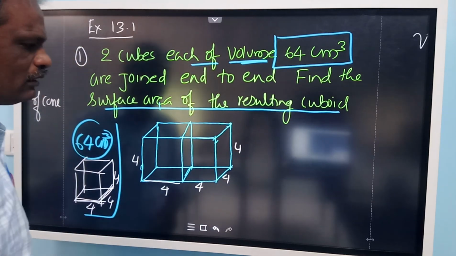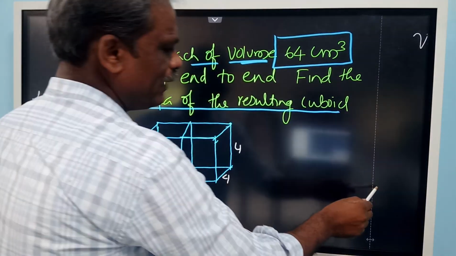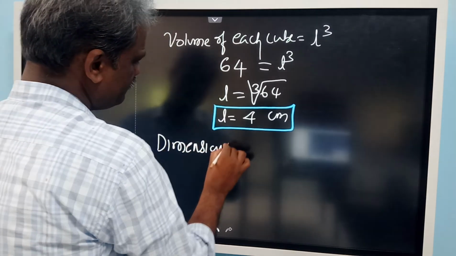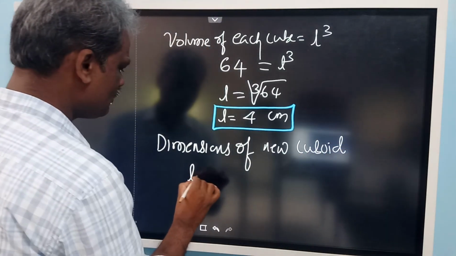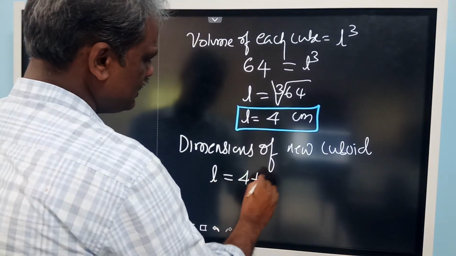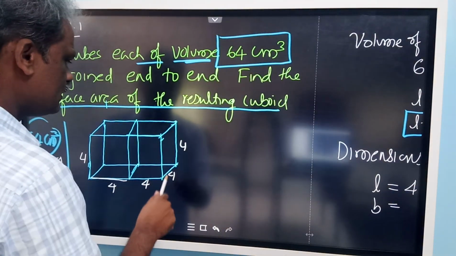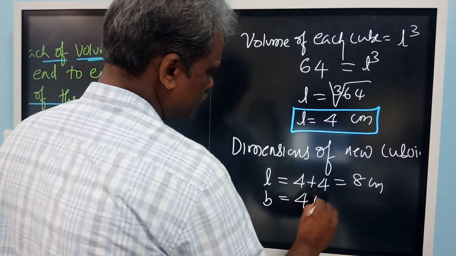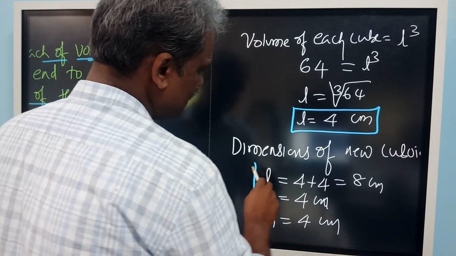Now the resulting cuboid has length 4 plus 4. So let us write the dimensions of the new cuboid that we obtained. Length is equal to, what is the length here? 4 plus 4, that is 8 centimeter. What is the breadth here? Look at the diagram and tell me. This is the breadth, that is also 4 centimeter. Then height h is also equal to 4 centimeter.